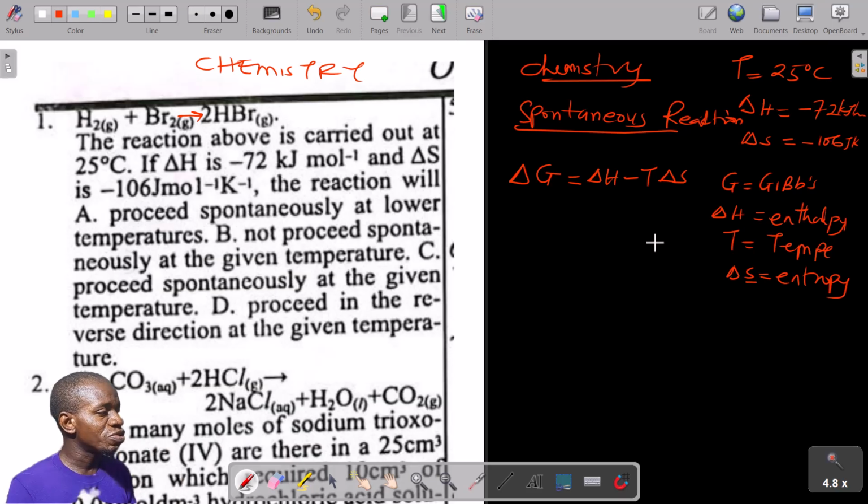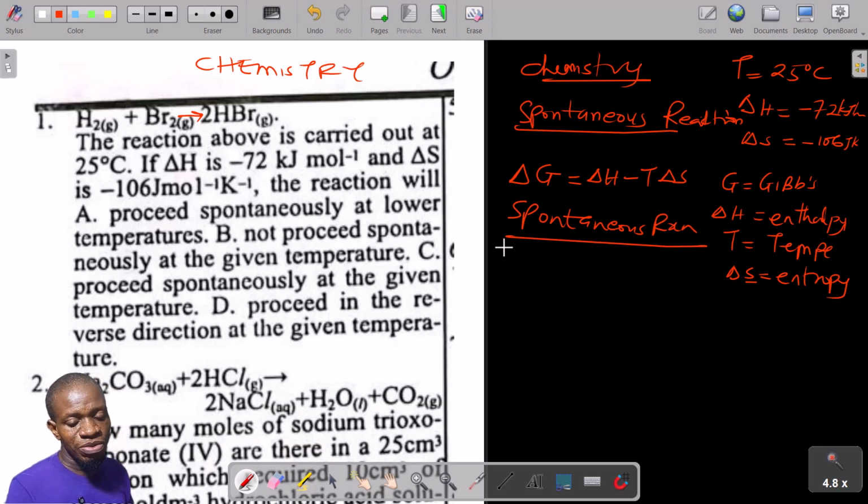So now for us to know whether the reaction is going to be spontaneous or not, you need to take note of one thing. For a spontaneous reaction, please take note of this. Bring out your writing material and also write this down. So for a spontaneous reaction (RxN means reaction, please), the following conditions must be met.